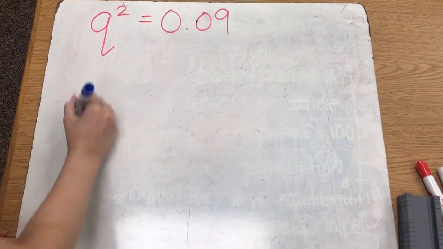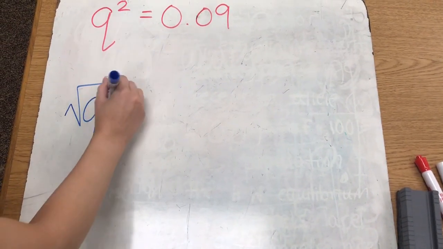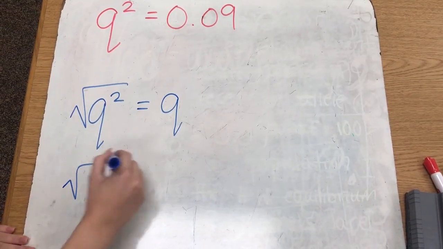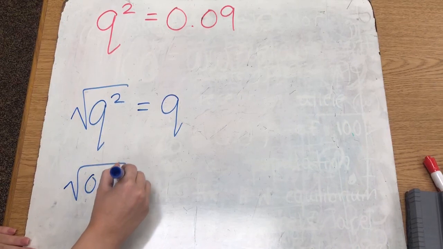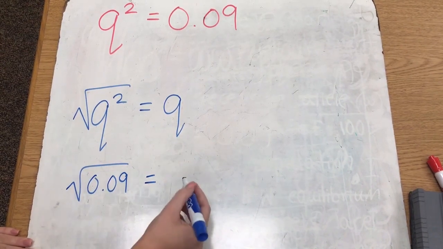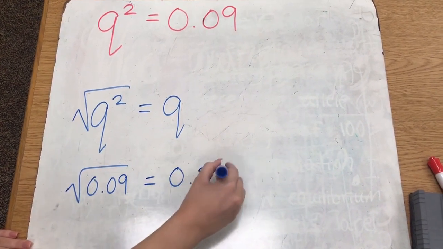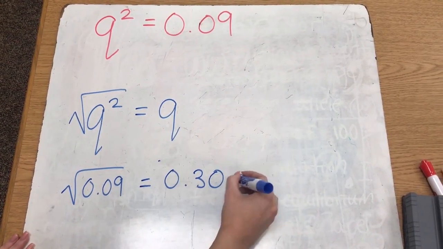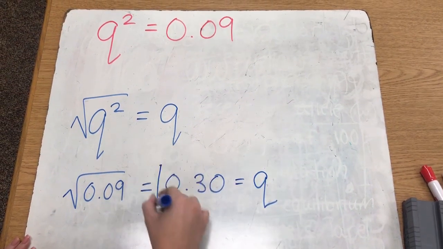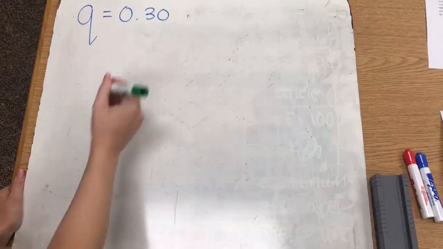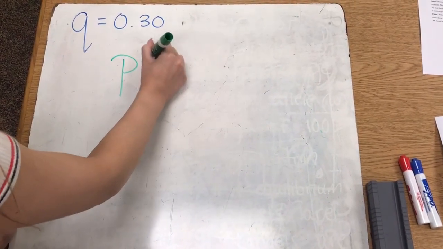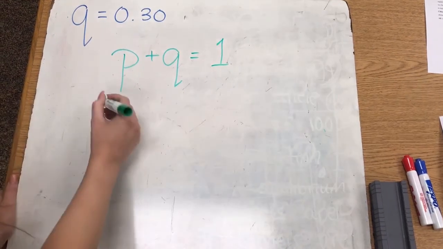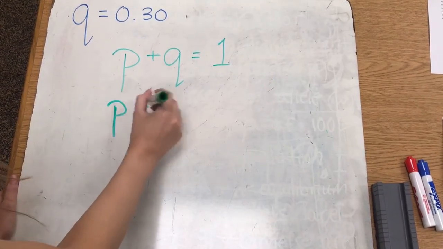We can find the frequency of the recessive allele, which in this case is yellow, by square rooting the Q squared value. When we do this, we find that Q, or the yellow allele frequency, is 0.30. Then, to find the frequency of the white allele, we use the equation P plus Q equals 1. When we plug in the 0.30 for Q, we find that P, or the white allele frequency, is 0.70.